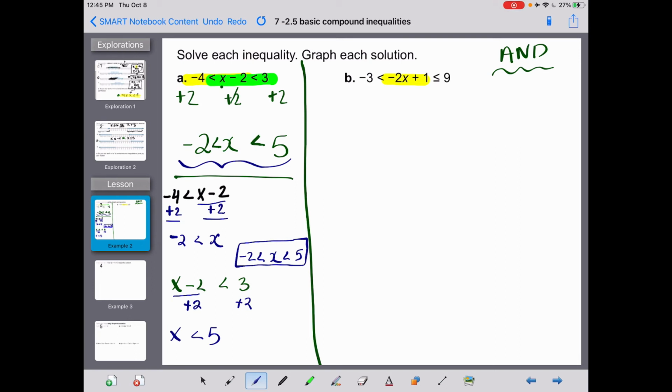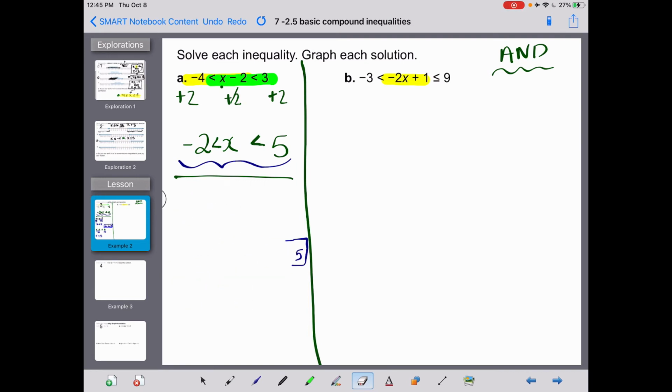Okay, I'm going to erase so I can graph for us. When you graph a compound inequality, you want to put a point on the values they give you. So one on negative 2, one on 5. They are both open circles, and we shade in between.